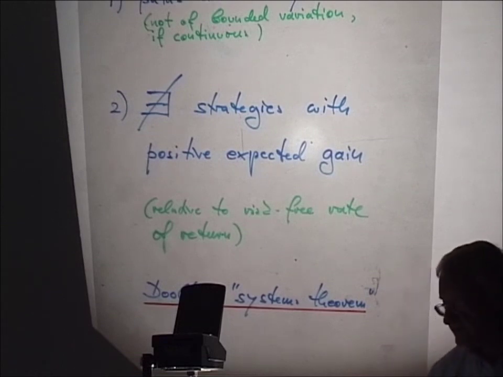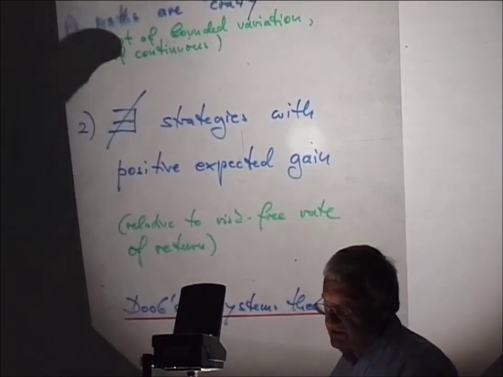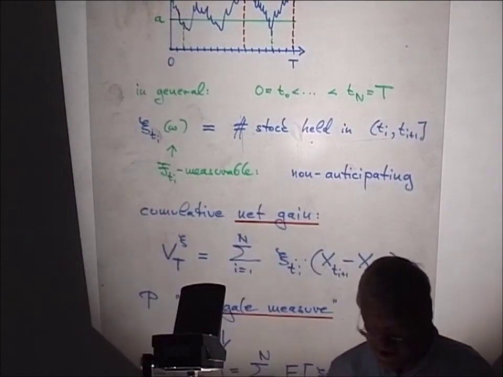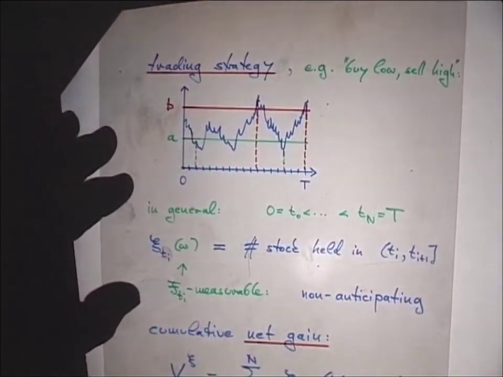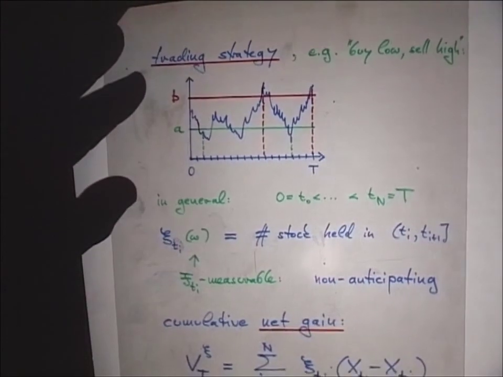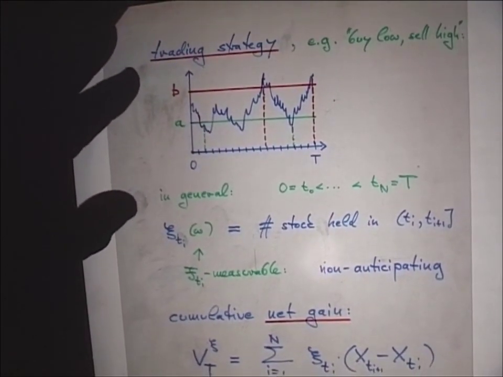And it's very easy to see why this theorem holds. So I'm not assuming that you have seen any probability, but I use this to explain a little bit more precisely what I mean by a trading strategy.